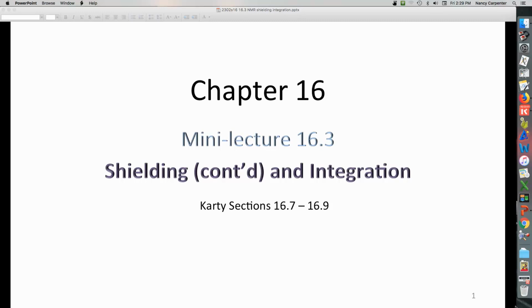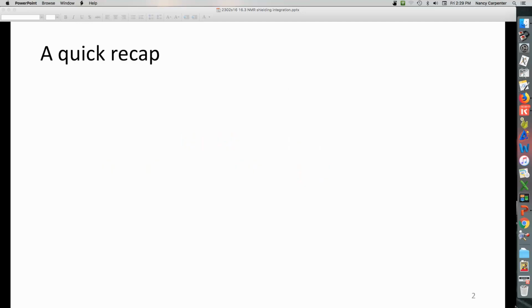More NMR, more fun to be had. We're going to continue the discussion of shielding, try and wrap that up, and then introduce the concept of integration. Very useful information. All right, let's start where we left off.